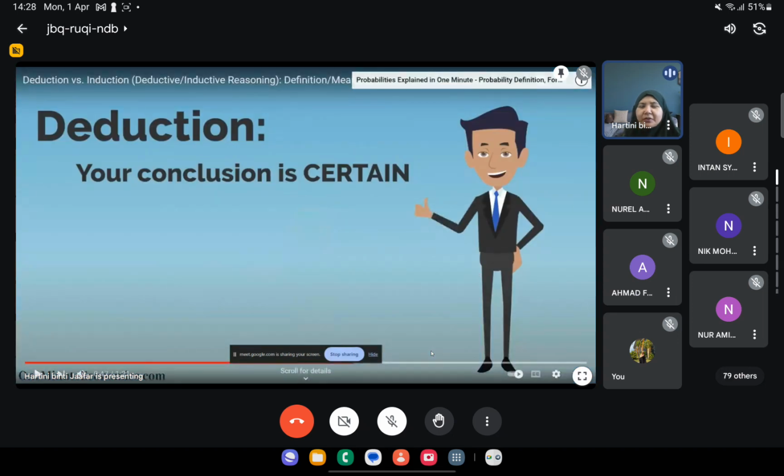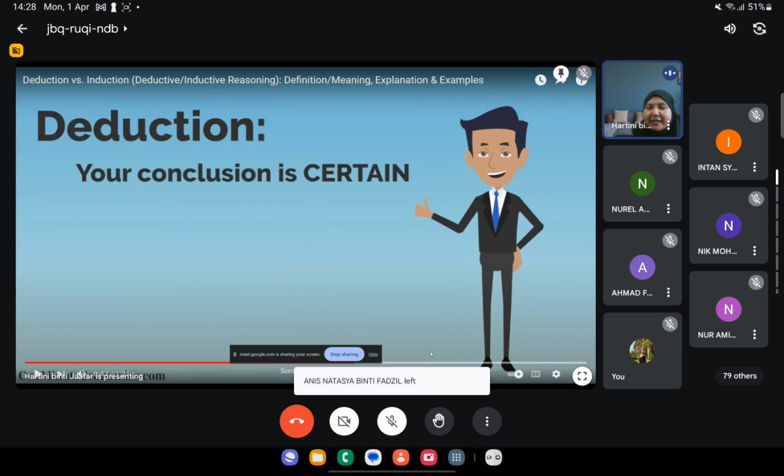Okay, saya interrupt sekejap. Okay, so you can see the difference between deductive and inductive kan. For deductive, you start with a general idea. Okay, all my family uses money, and then from there, you test whether all the members in your family use money. See whether the idea applies to your mother, your father, your sister, your brother.